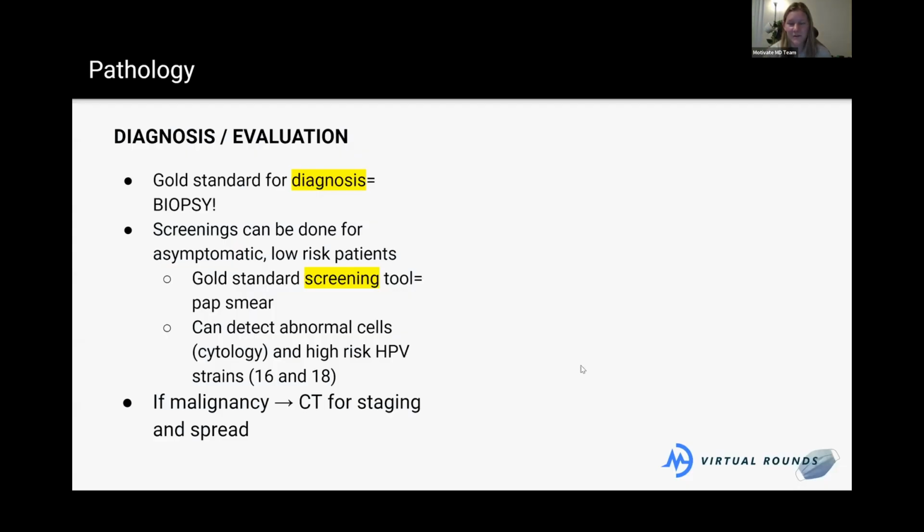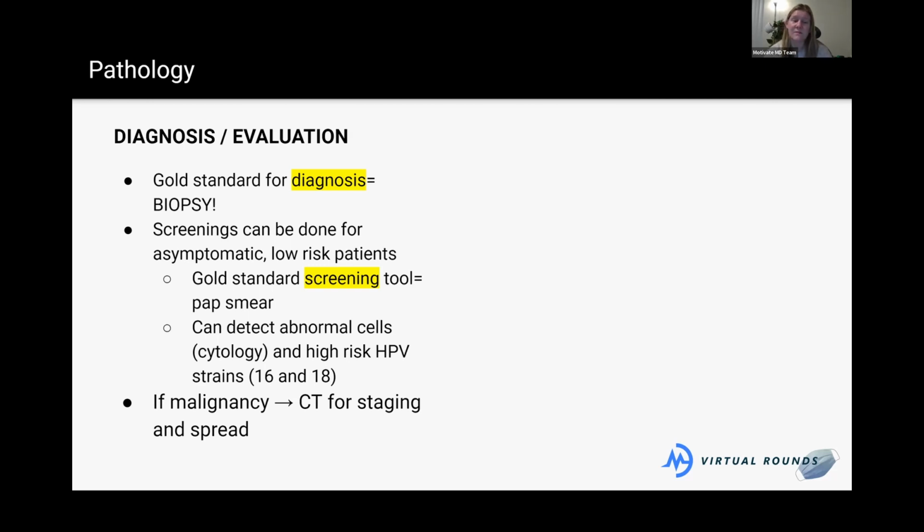Okay, so back to our case. The gold standard for diagnosis of cancer is a biopsy. We really can't say that something is cancerous without taking out part of it and examining it under a microscope, looking at exactly what features it has that would make it cancer versus non-cancerous. However, in people who are asymptomatic, have low risk, and have no history of cancer, we can do screenings to help catch things in earlier stages, like when it's maybe a carcinoma in situ or a very early cancer.